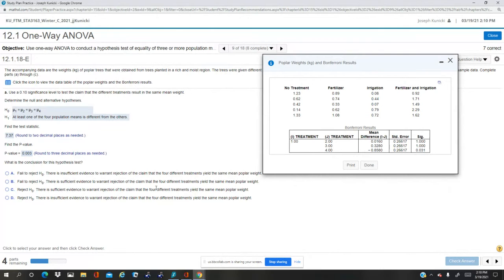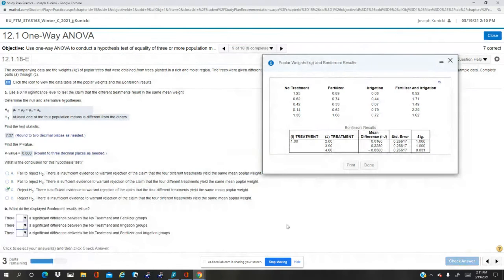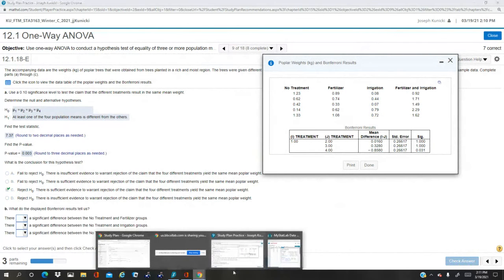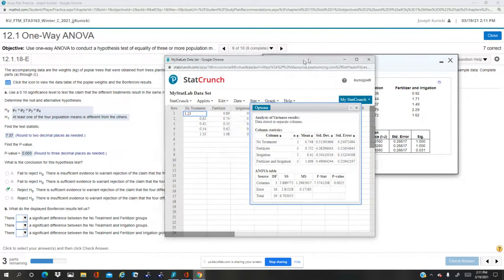There is sufficient evidence to warrant rejection of the claim that the 4 different treatments yield the same popular weight. We can't support that they're all equal. In fact, you also want to look at the means. You can see that the last one is more than double all of them. In fact, it's 4 times as big as the third one. So they're obviously not equal. The fourth one's obviously much larger.